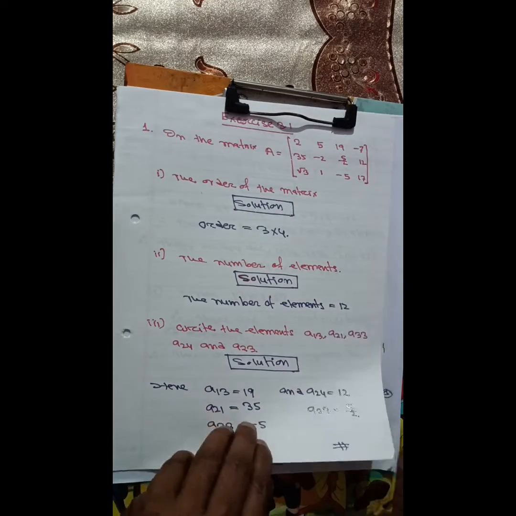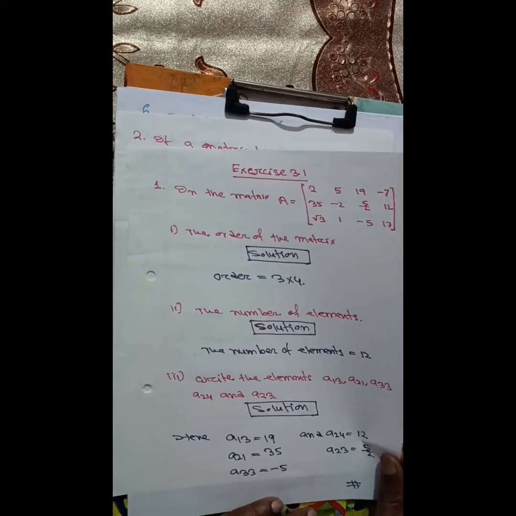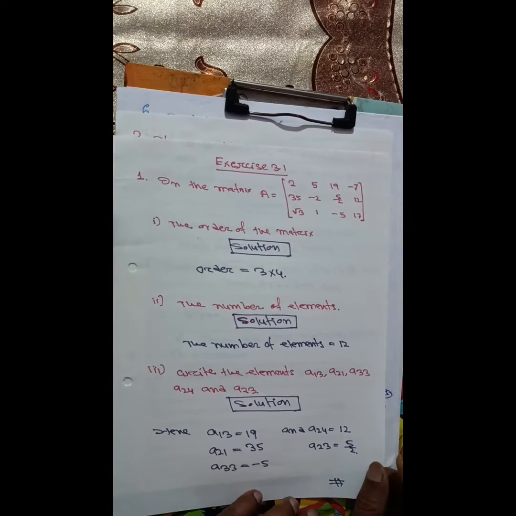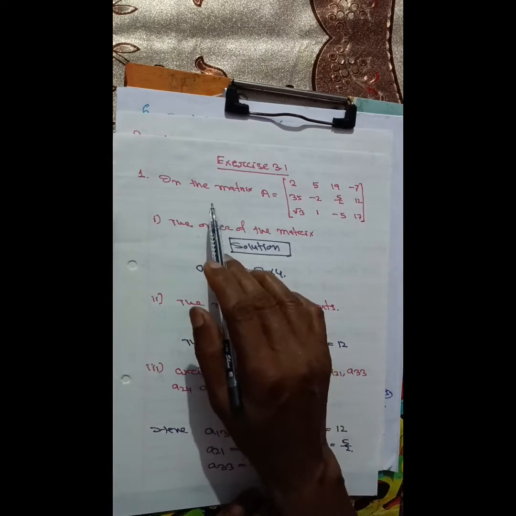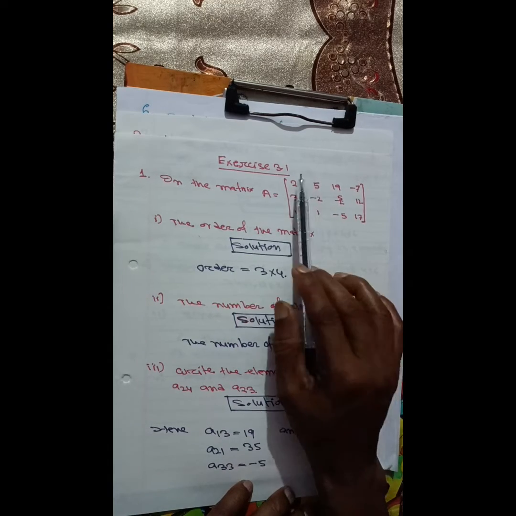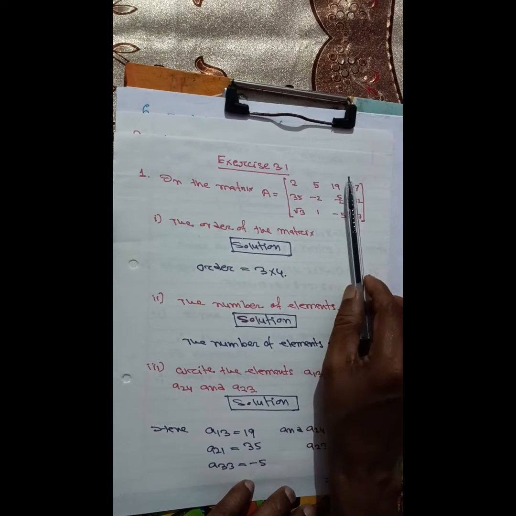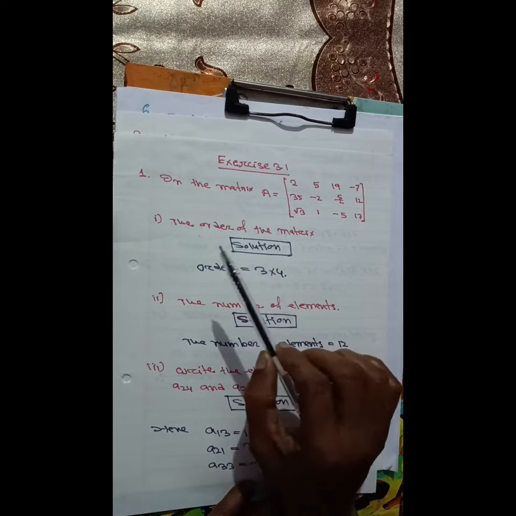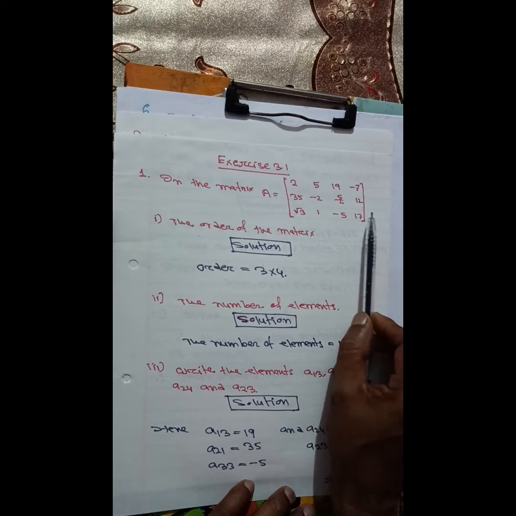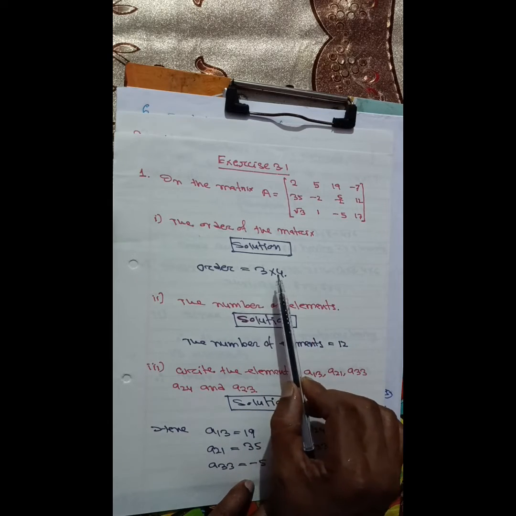Now we are going to discuss the exercise in the NCERT textbook, Matrix chapter. That is the first exercise, 3.1. In the given matrix A, there are 3 rows and 4 columns. Now we are to find the order of the matrix. From the matrix, it is observed that there are 3 rows and 4 columns. Therefore, the order of the matrix is 3 by 4.